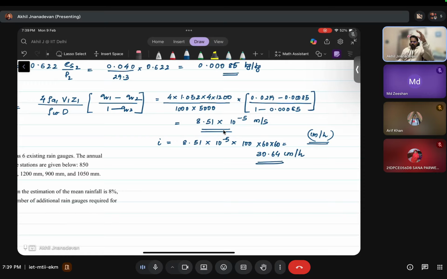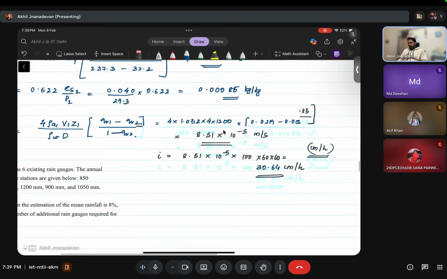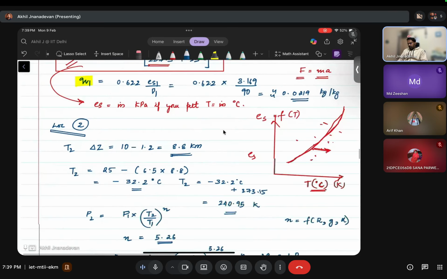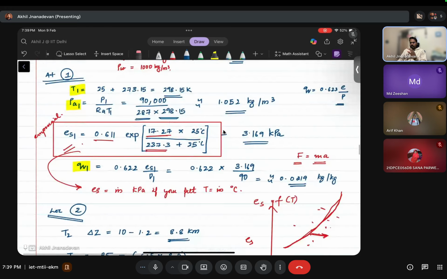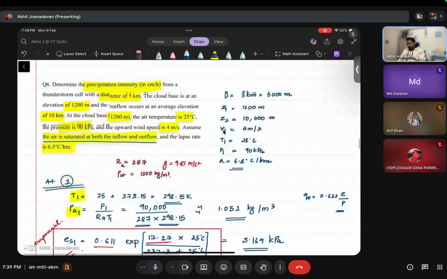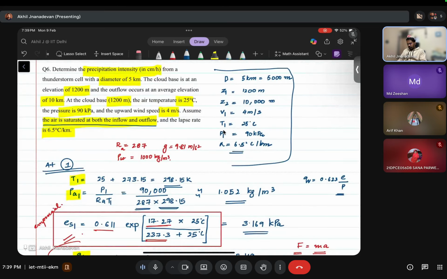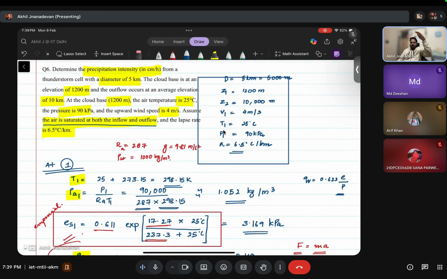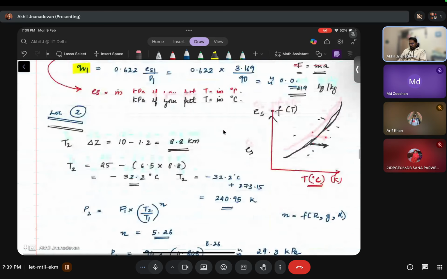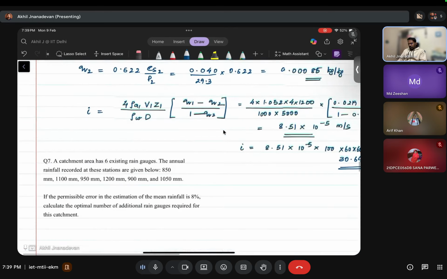So this is the rate at which the rainfall will be falling to the ground if we have an atmospheric column with these values at an elevation of 1200 meter, given that the outflow of the warm air occurs at an elevation of 10 kilometer from the surface. Okay, this is how we apply this particular equation.